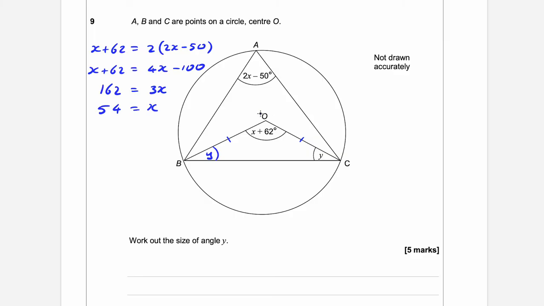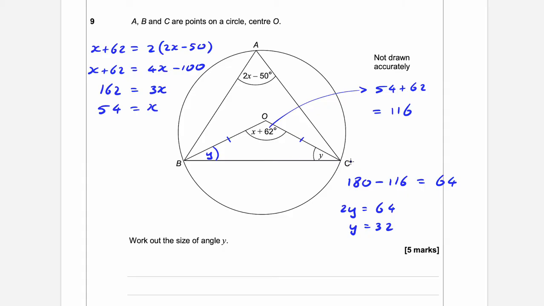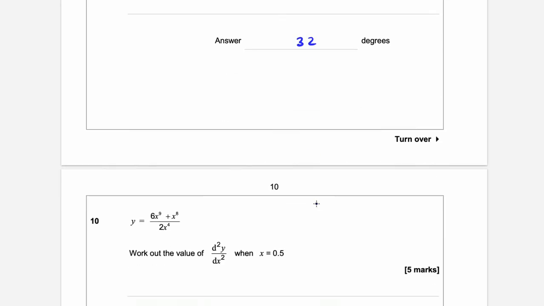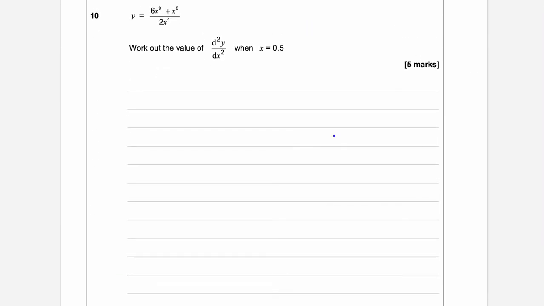So that means this angle here is 54 plus 62, which is 116. So that's 116. That's y plus y. Let's do 180 minus 116. That is equal to 64. So then 2y must equal 64, which means y is equal to 32, because these two together must equal 64. So y is 32. Okay, that's it, guys. 32 degrees.